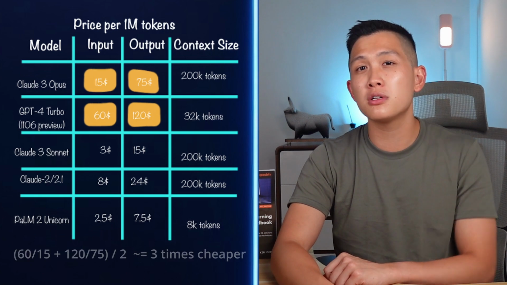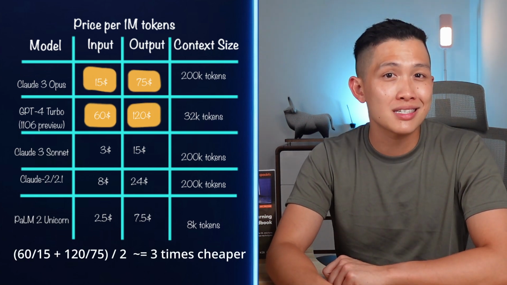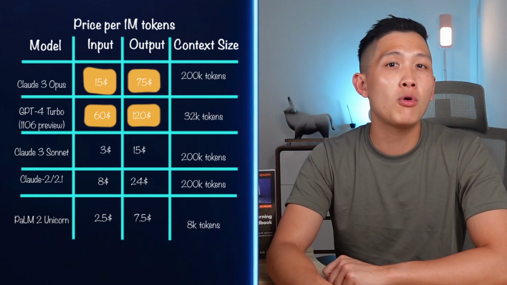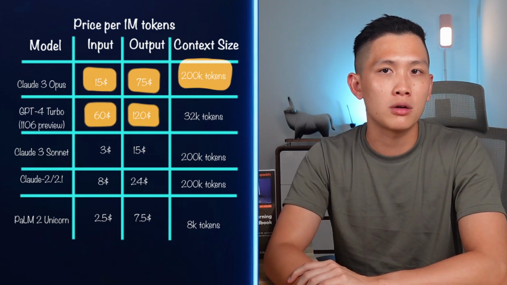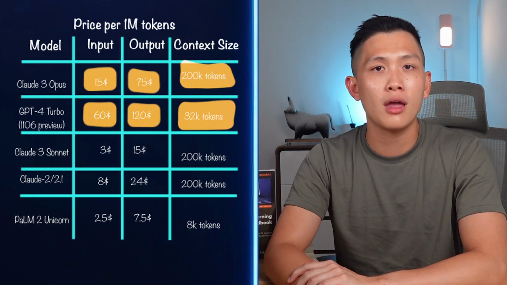It's approximately 3 times cheaper, with a 4 times lower input token price and a 1.6 times lower output token price. And it supports a massive 200,000 context size, just like all its other Claude models, compared to GPT-4's 32K. And that is an outstanding LLM option to consider.